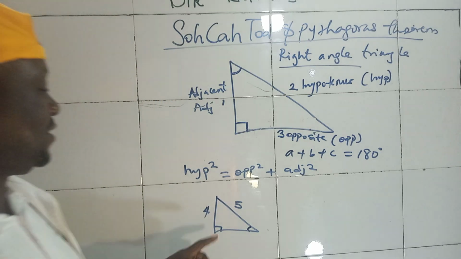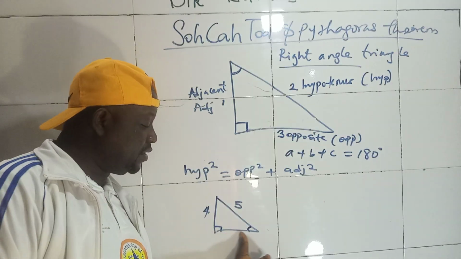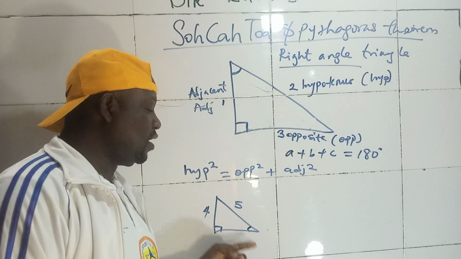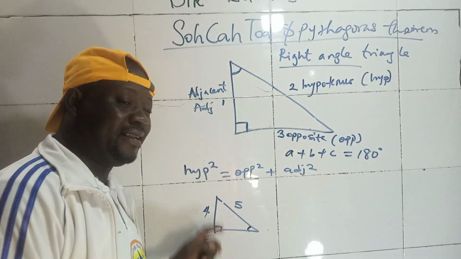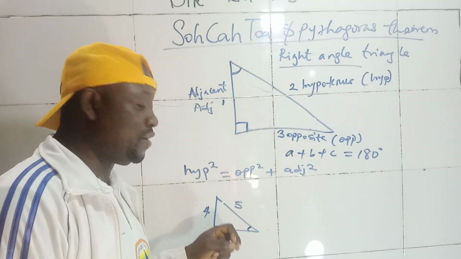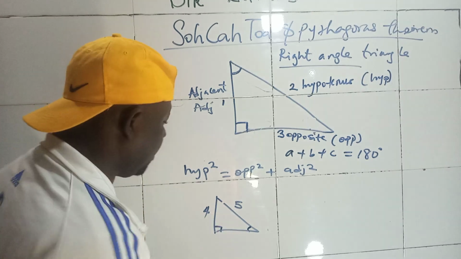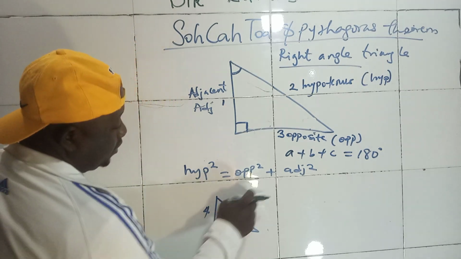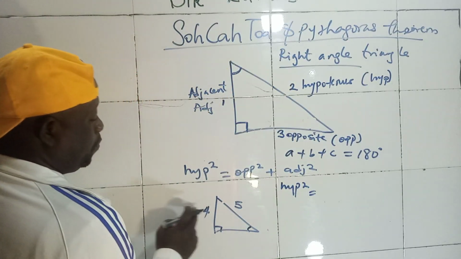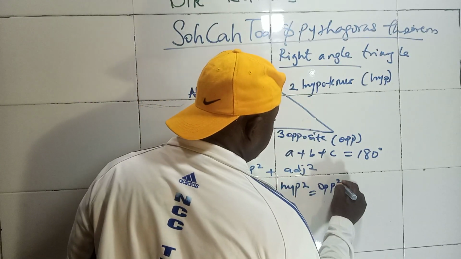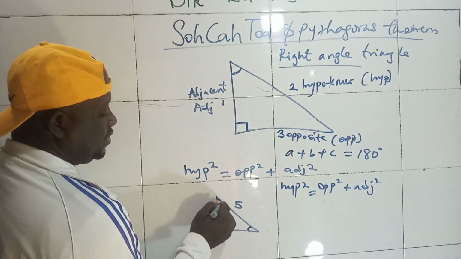What I'm saying is that from Pythagoras theorem, I want to determine this side. In Pythagoras theorem, you don't talk about angle, you talk about sides, because that differentiates Pythagoras from SohCahToa. So you say hypotenuse squared is equal to opposite squared plus adjacent squared. Always look at where the arc is facing.